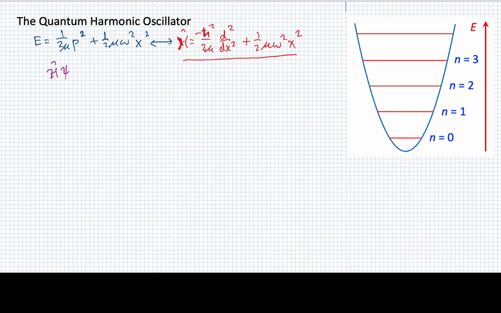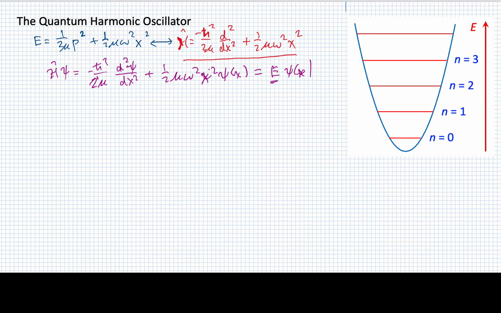So in our Schrödinger equation, we might write something like this. H times psi equals minus h bar squared over 2 mu times the second derivative of our wave function plus 1/2 mu omega squared times x squared times our wave function is equal to E times our wave function. Okay, so this is an eigenvalue equation where these E's, the energies, would be the eigenvalues.